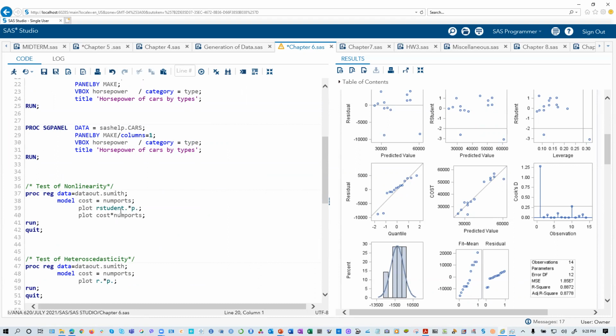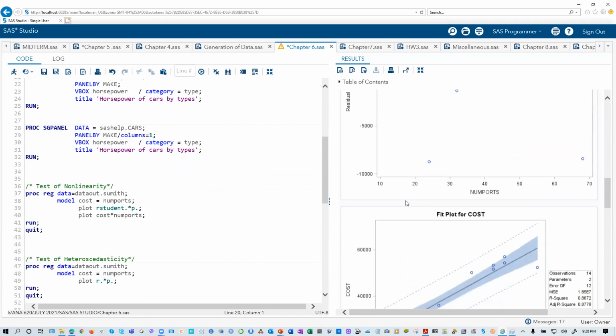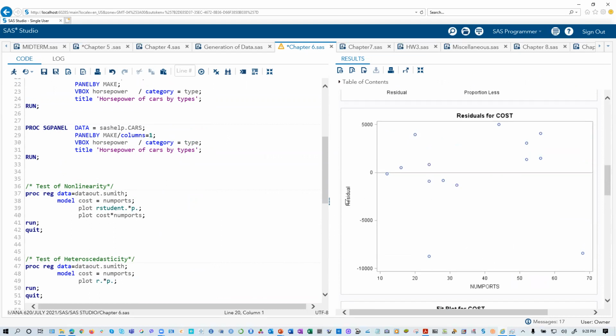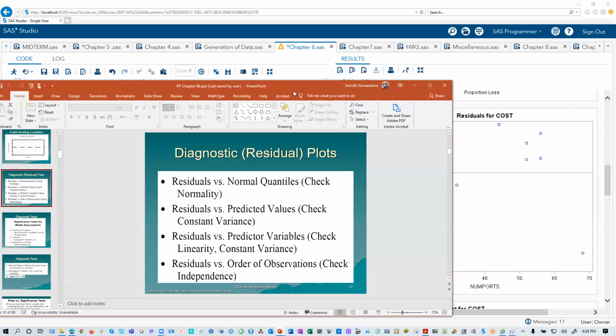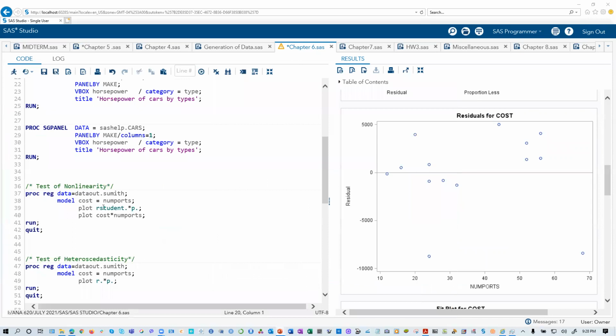residual versus, for the residual you can use the studentized residual, it doesn't matter. See, residual versus this one. I need the number of ports, to get this X value. See, predicted value. For the nonlinearity, residual versus predictor value, it should be predictor value.